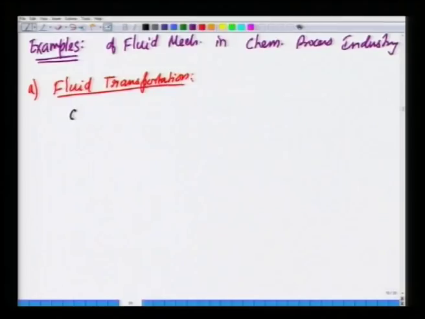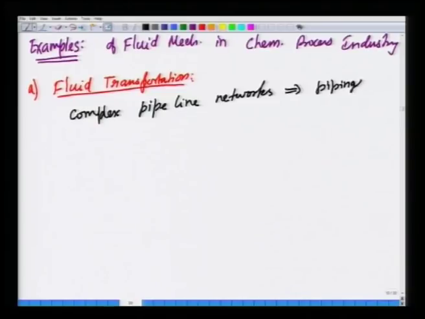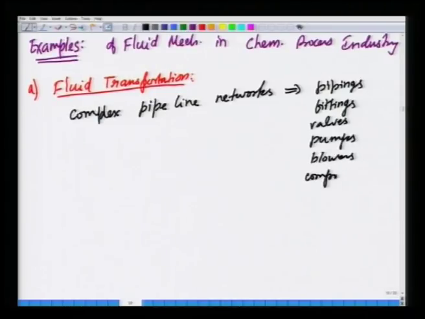So, you will have complex pipeline networks. This will have pipings, fittings, valves for controlling the flow, and then you could have pumps, blowers and compressors for driving the flow and so on.